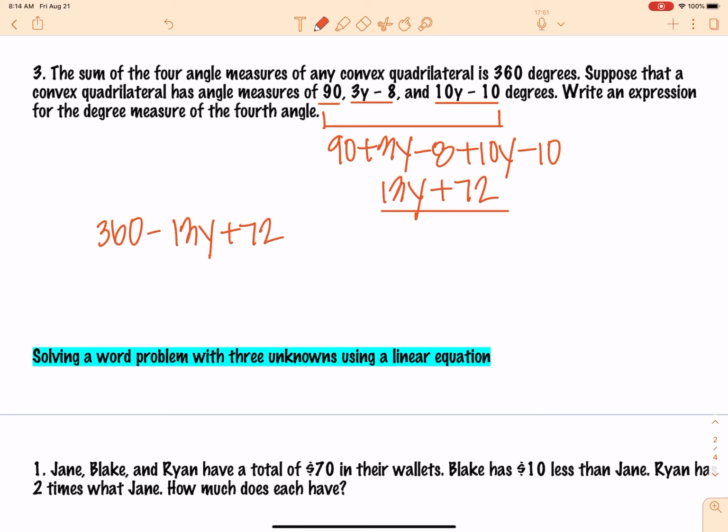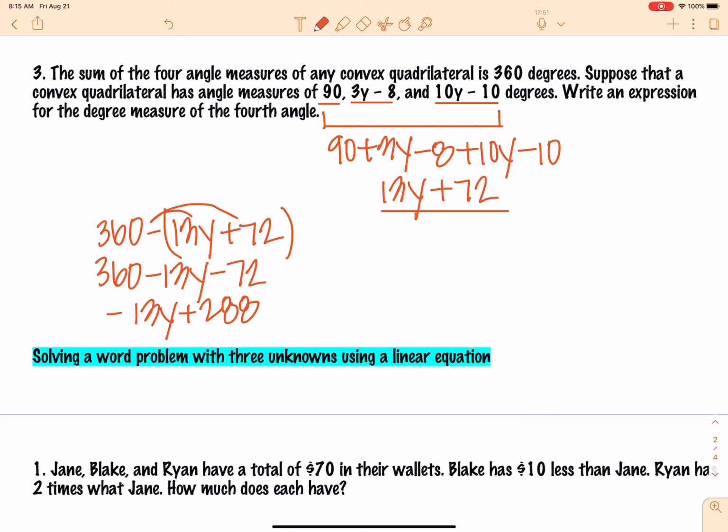Big mistake if you just leave it like this. Okay, it's minus this entire expression. You need to put that expression into parentheses because it's 360 minus that whole little thing. Okay, because that way you do not forget to distribute this negative sign. Again, those sneaky negative signs are what's going to make you lose small points off your test. So you're subtracting 72 instead of some people are going to falsely add 72. So your final answer would be negative 13y plus 288. That would be your, again, expression for the 4th angle.